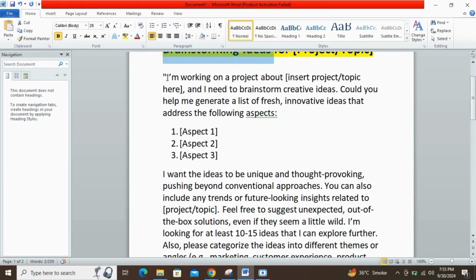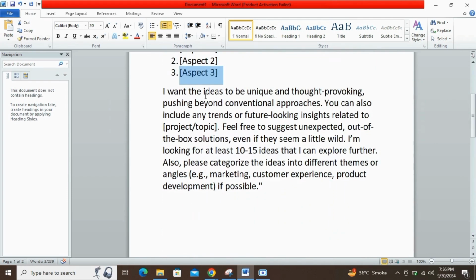So I'm working on a project about insert project and topic here. This is your placeholder and I need to brainstorm creative ideas. Could you help me generate a list of fresh innovative ideas that address the following aspects? There are three aspects. You can mention five or more. It's up to you. I want the ideas to be unique and thought provoking, pushing beyond conventional approaches.